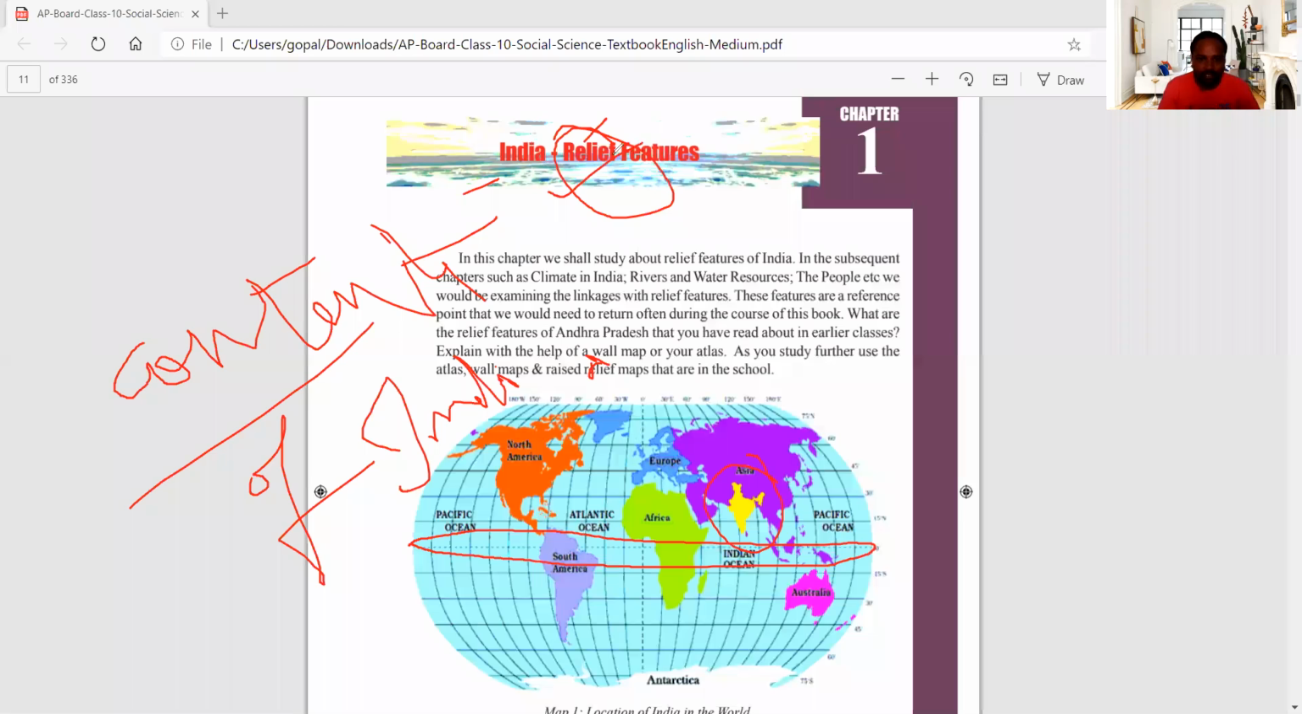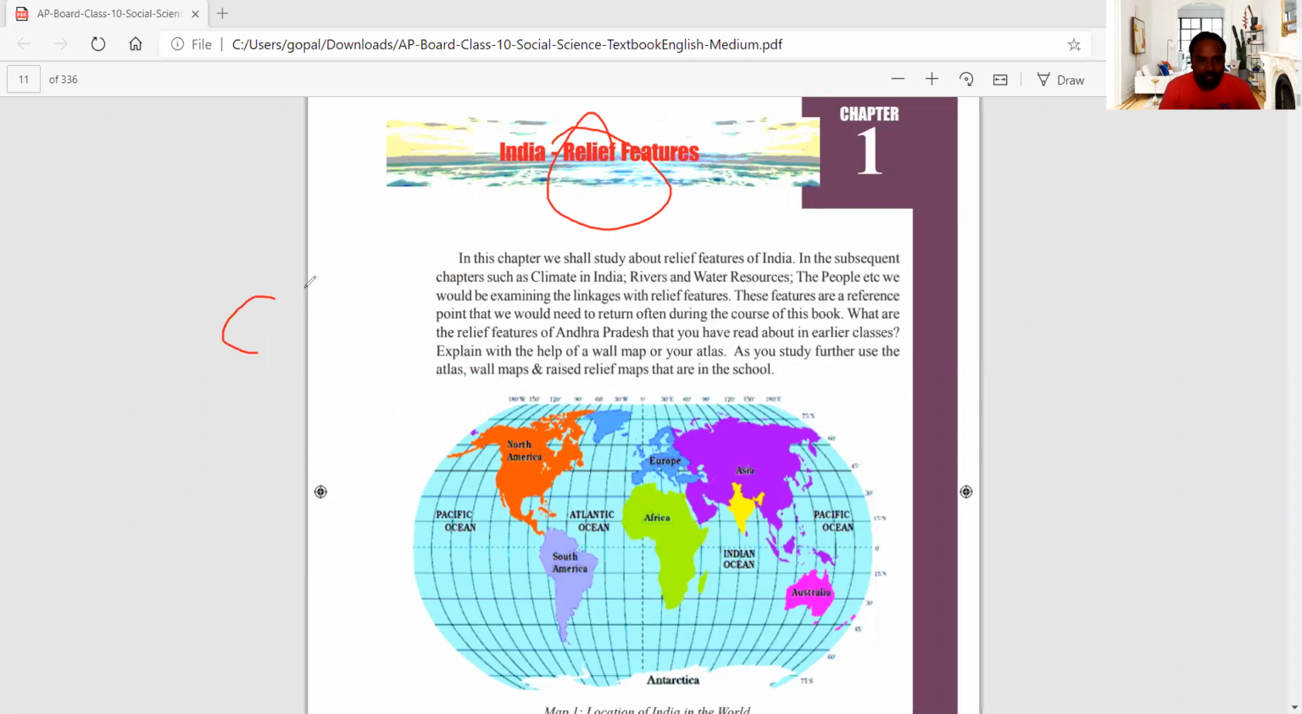So relief features. What are the contents present in India? All these can be seen here. And next one is, here the equator is there. The equator is exactly passing the downside of India, and India is present in the northern hemisphere.